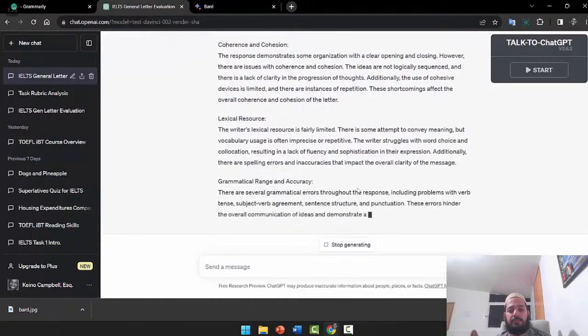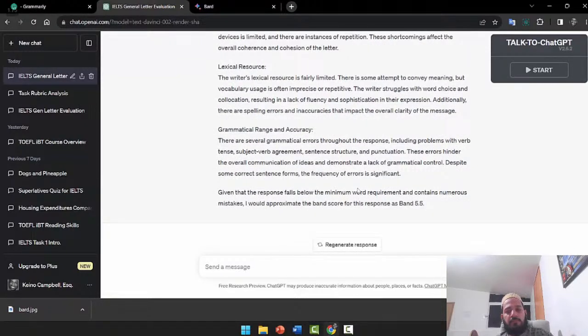It's really going through each area and informing on what score it would give. It says it would give a score of 5.5. I think that's off, right? I would say this one is probably closer to a 4.5, maybe a 5, but closer to a 4.5 or 5. Like I said, the scoring is not always exactly what it should be. But what you want more than anything else is the feedback on why your score is lower, right? And then you want to be able to go and make those types of corrections.